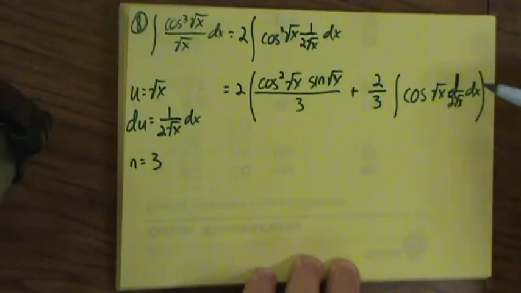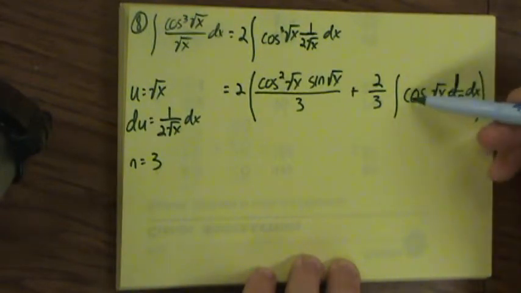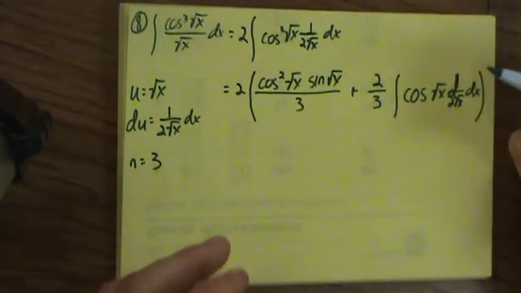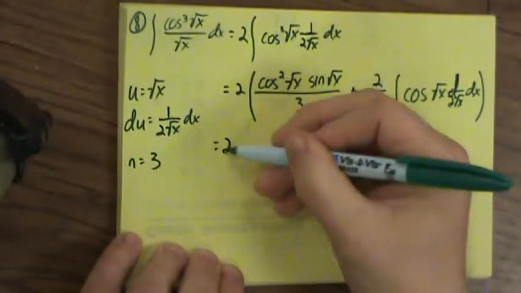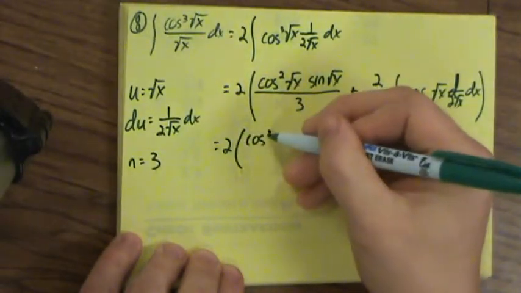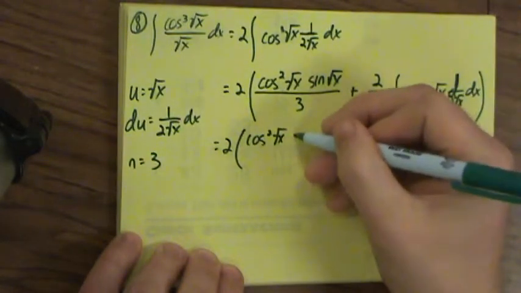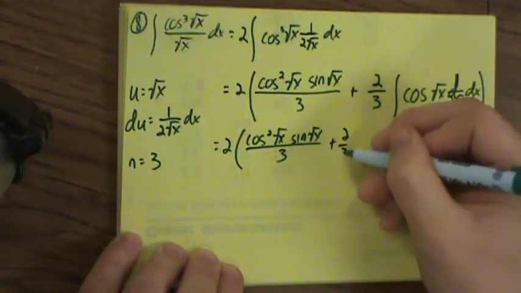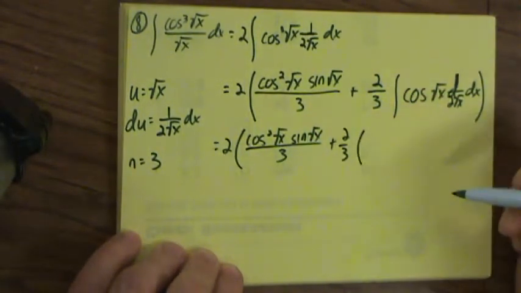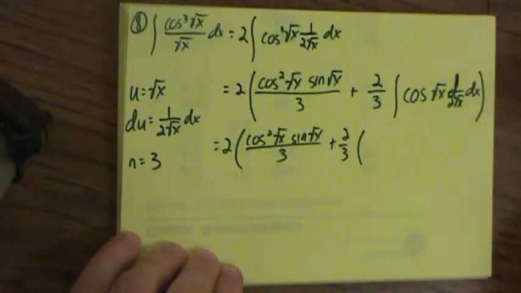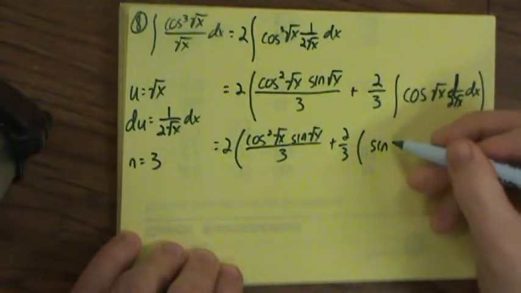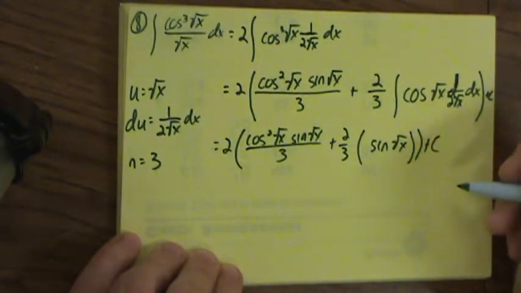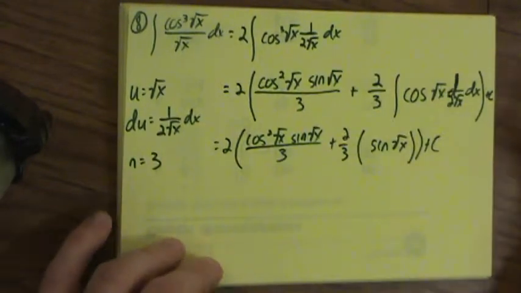Okay. So what do we do about this? Well, this is just the cosine of u times du. That's all this is. And we already know that one, right? So let's write this whole thing. Cosine squared of square root of x times sine of the square root of x over 3 plus 2/3 times, okay, the integral of this. What's the integral of cosine of u du? We've done it a million times. It's the sine of u. Of course, this should have a plus c, and we can tag on that plus c there. And now the integral has been found.